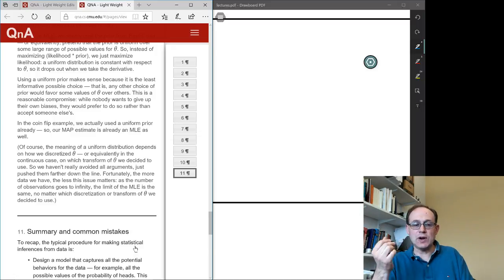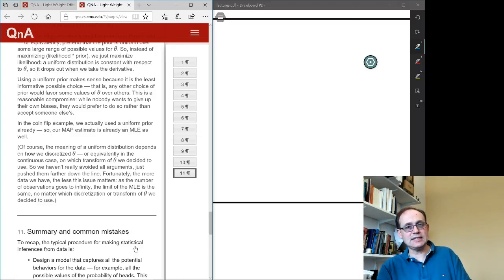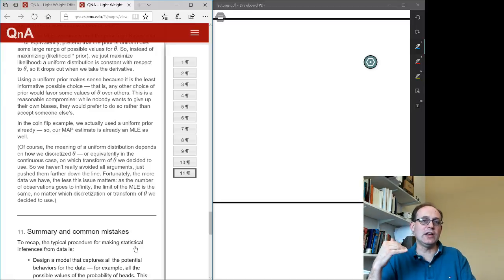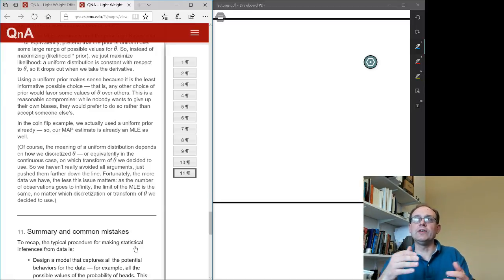But there's one saving grace, which is that the more data we have, the less this issue matters. The maximum likelihood estimate, meaning the MAP estimate with a uniform prior over your entire range of parameters, converges as you get more data. And so no matter what prior you started with, as long as it gives positive probability to every value of theta, you're going to wind up getting the same limit, or the same limit up to the accuracy of your discretization.